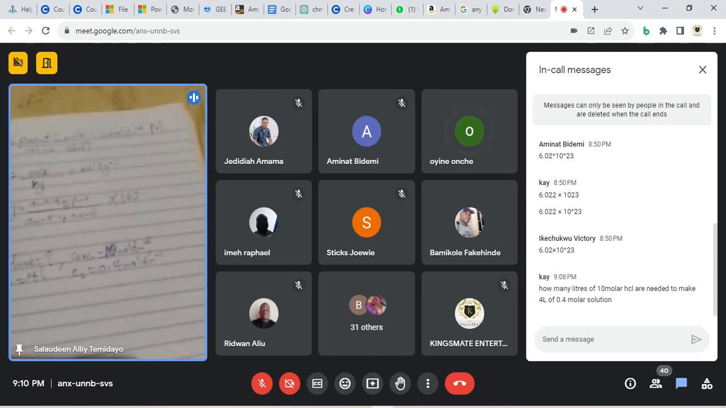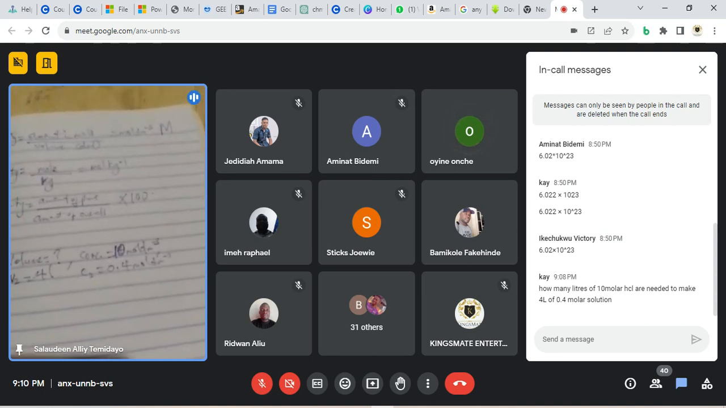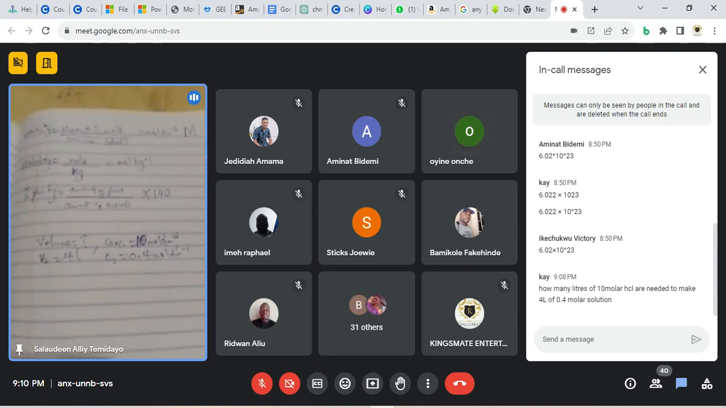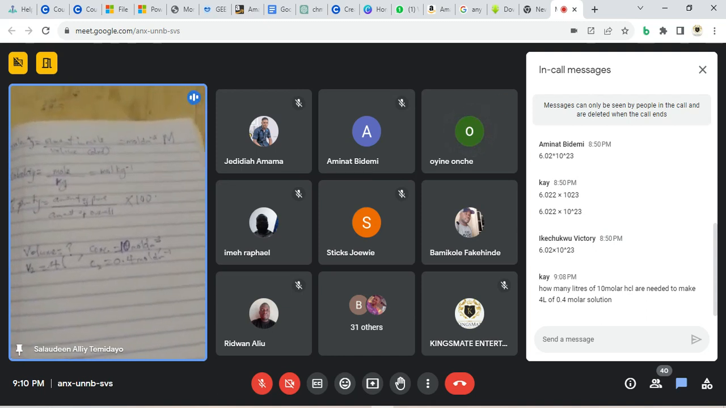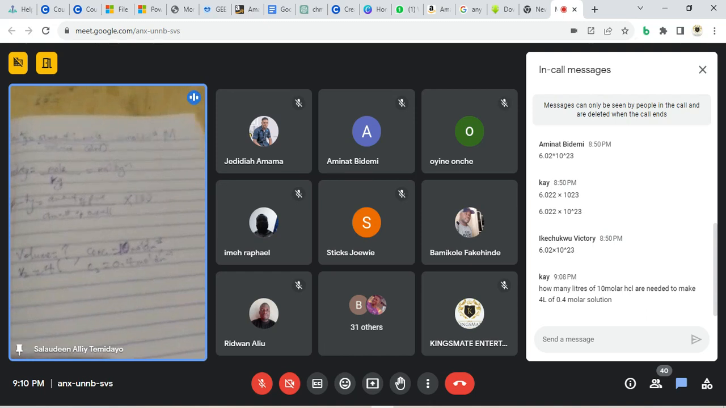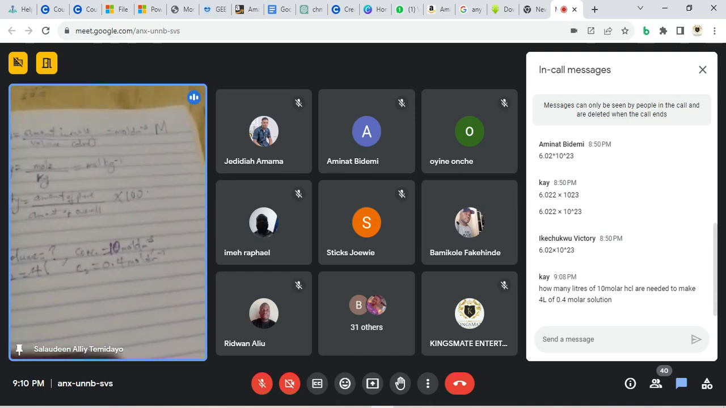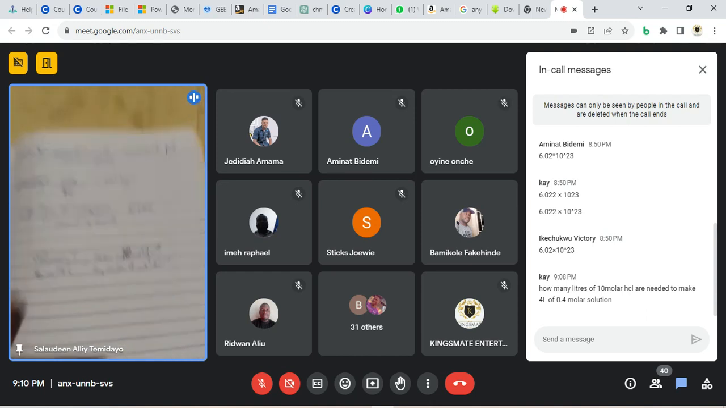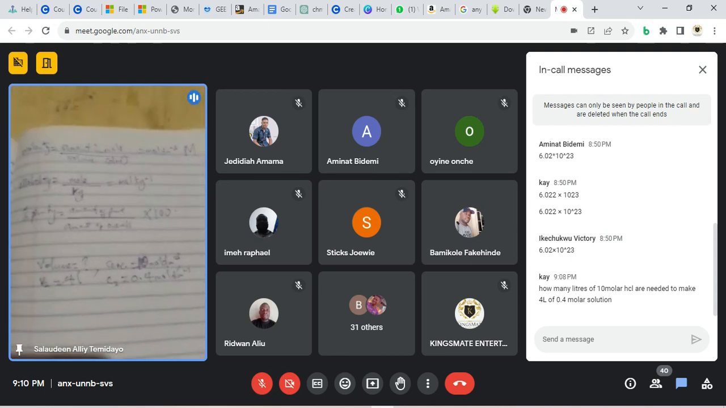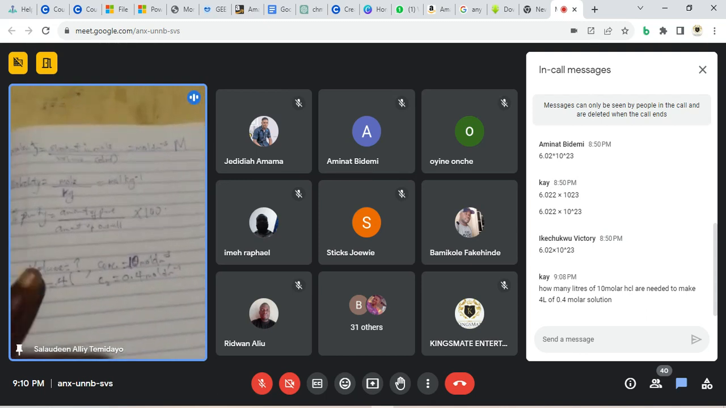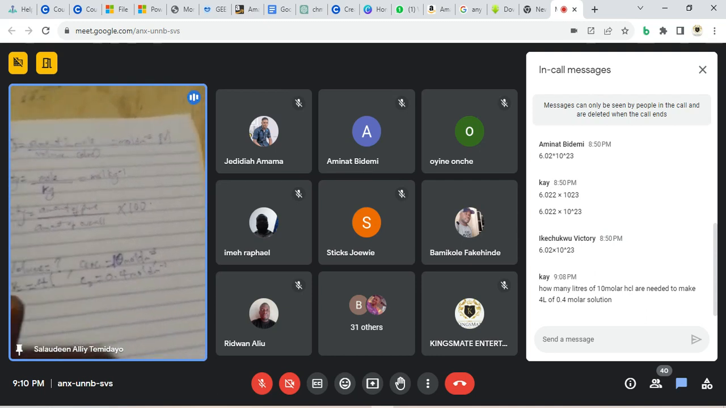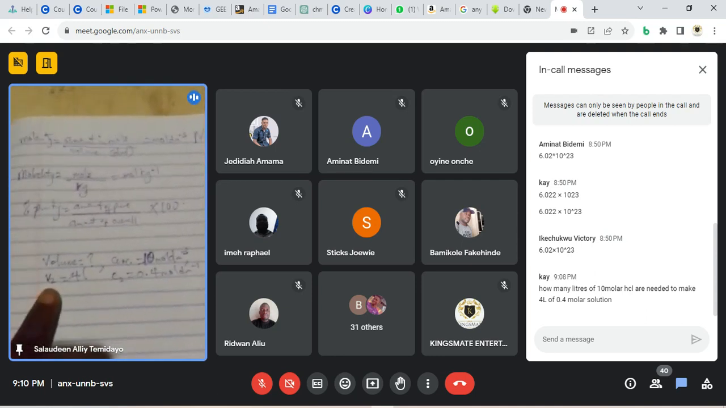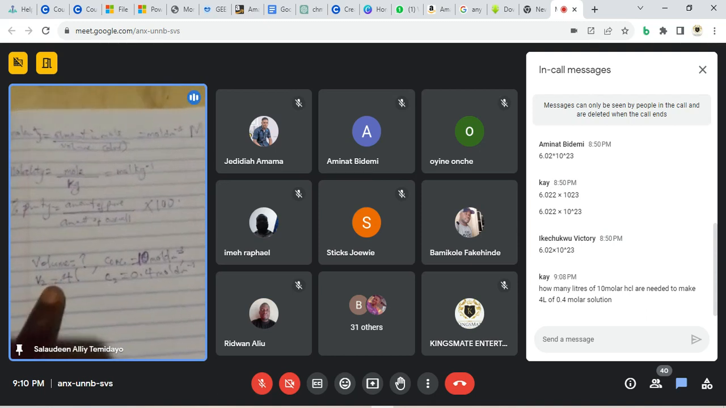So in this case, we are looking for the volume of that stock solution. The stock solution is the concentrated solution that we are diluting to get another solution. The volume of the stock solution is not given, it is what we are looking for, but its concentration is given. It's 10 molar. The volume of the new solution we got is given.